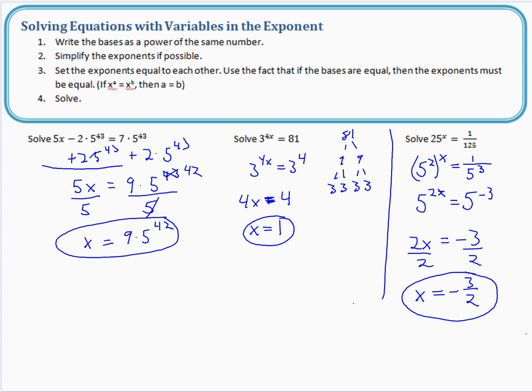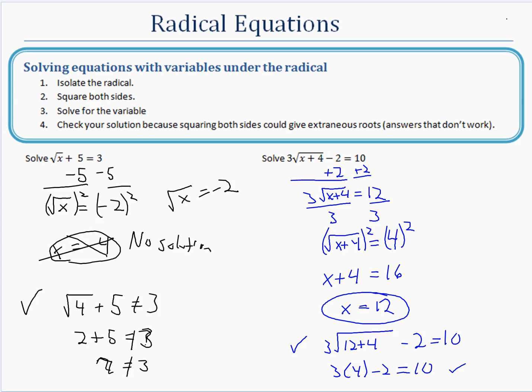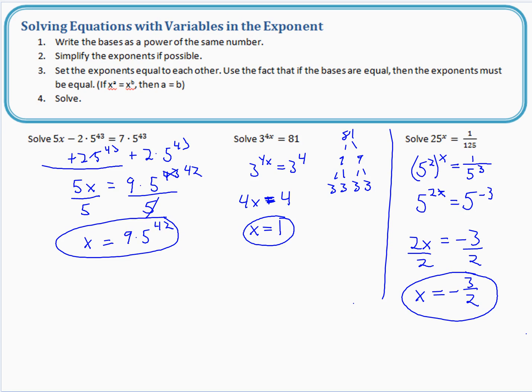So we solved radicals with a variable under the radical, and then we were able to solve things with variables in the exponent. There are many other problems like this that don't work out like this. These ones were chosen because they can be written with the same base.